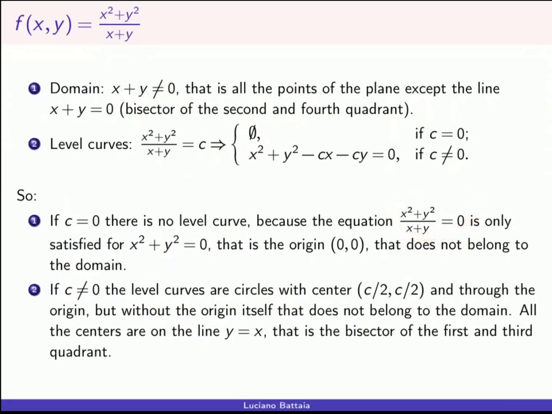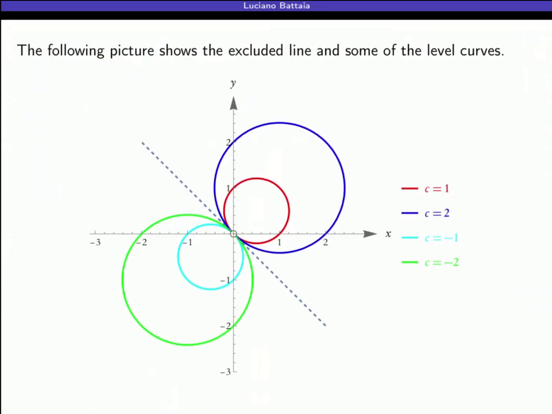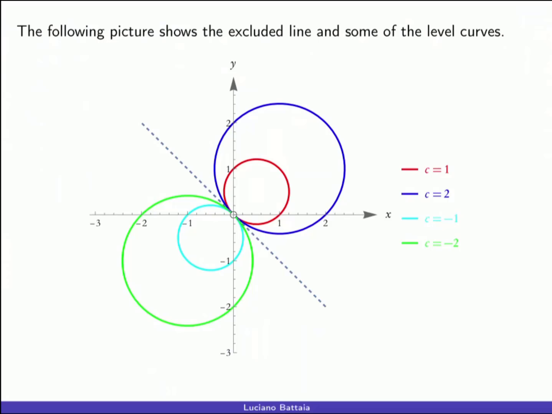If c is different from 0, we have this equation, that is the equation of a circle with the center, the point c over 2, c over 2, and passing through the origin because there is no constant, without the origin itself that does not belong to the domain. All the centers lie on the line y equals x, that is the bisector of the first and third quadrant, and it is perpendicular to the excluded line. Some of these level curves are plotted in this picture together with the excluded line.